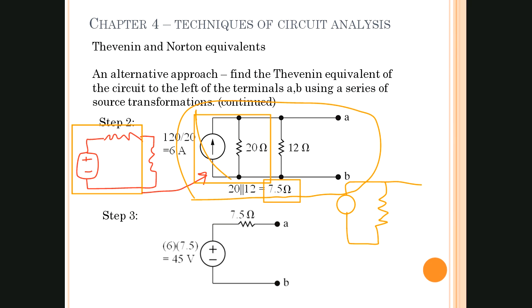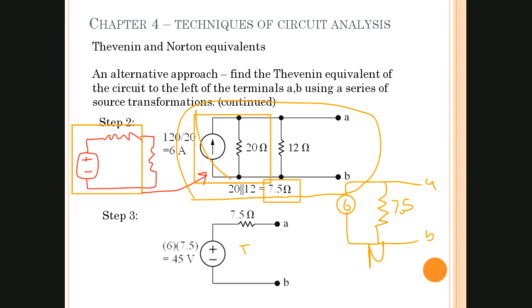And we said that was 7.5 ohms at 6 amps. Then we still have point A and point B. But we're asked to find the Thevenin equivalent. So we know that this is what's called the Norton equivalent. This is Norton. And over here we have Thevenin.